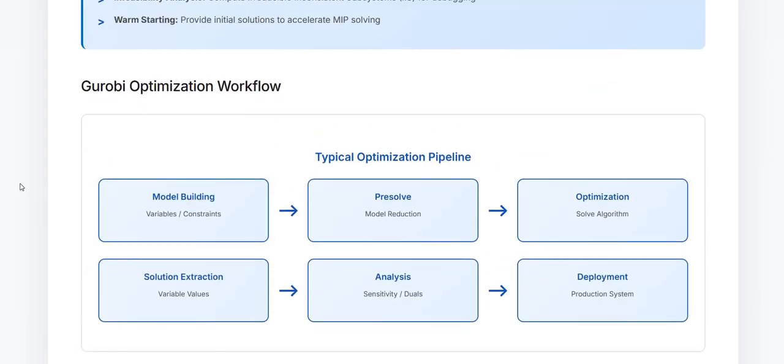And here, workflow. Let's put these into a workflow perspective. A typical pipeline starts with model building, where variables and constraints are defined. Presolve then simplifies the formulation. Optimization runs the appropriate algorithms. After that, solution extraction pulls out variable values. Analysis follows using sensitivity information or dual values to understand behavior. And finally, the results are deployed into a production system where decisions are executed.